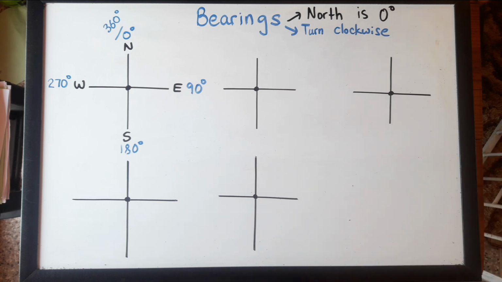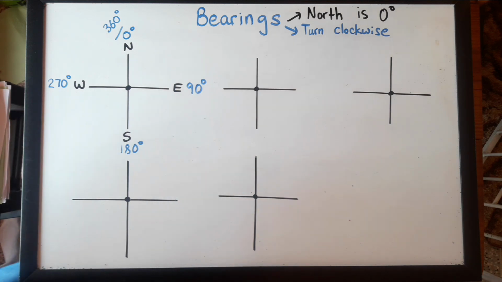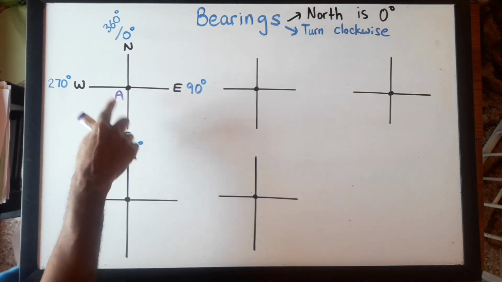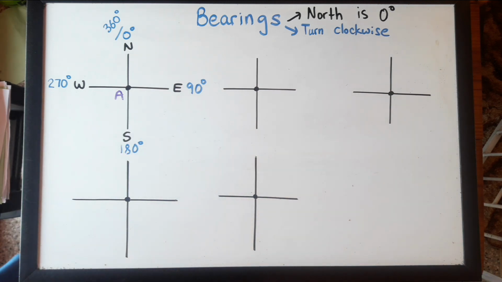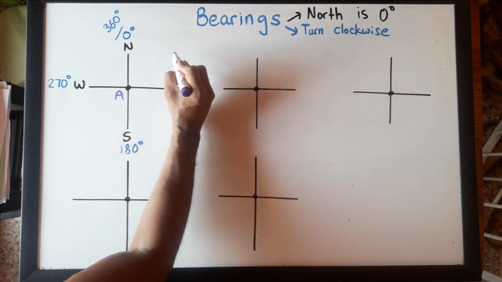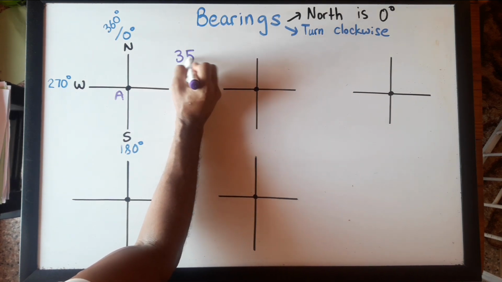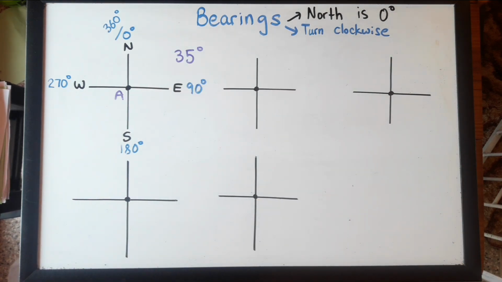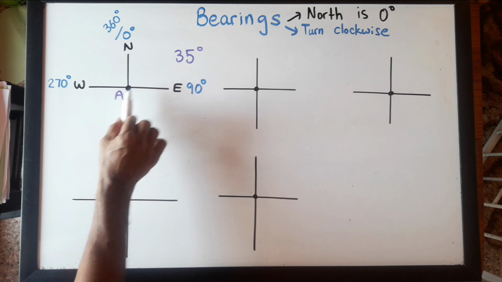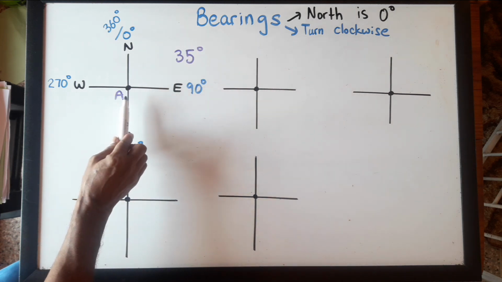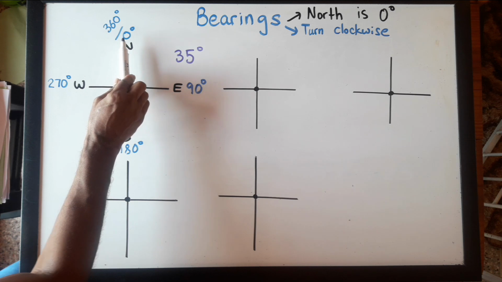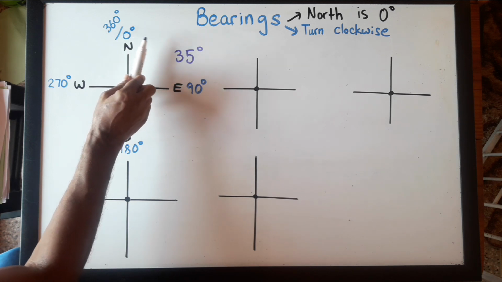So let me give you an example. Let's say that someone is standing at this point here. Let's name this point A. So the person is standing on a map at point A, and let's assume that we're talking to him. We tell him, hey, I want you to turn and walk on a bearing of 35 degrees. So that's the instruction we gave him. Anytime you are dealing with a bearing, you have to make sure that you're always facing north first. And we want him to turn 35 degrees.